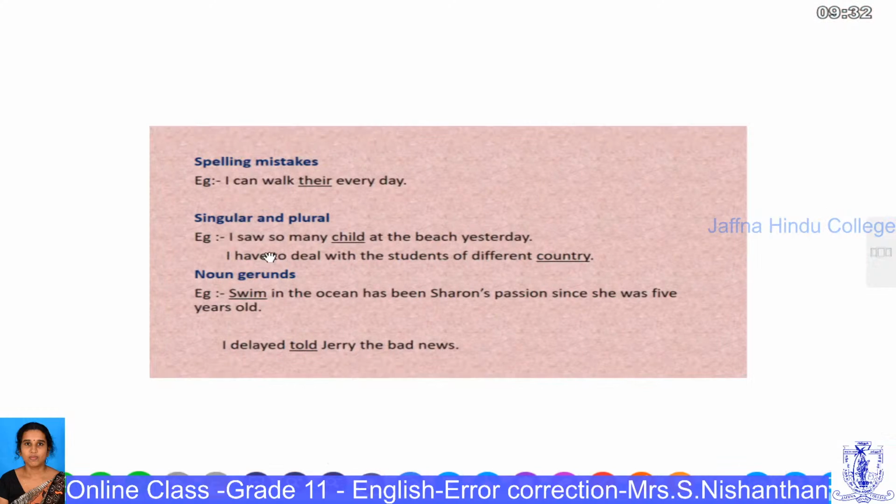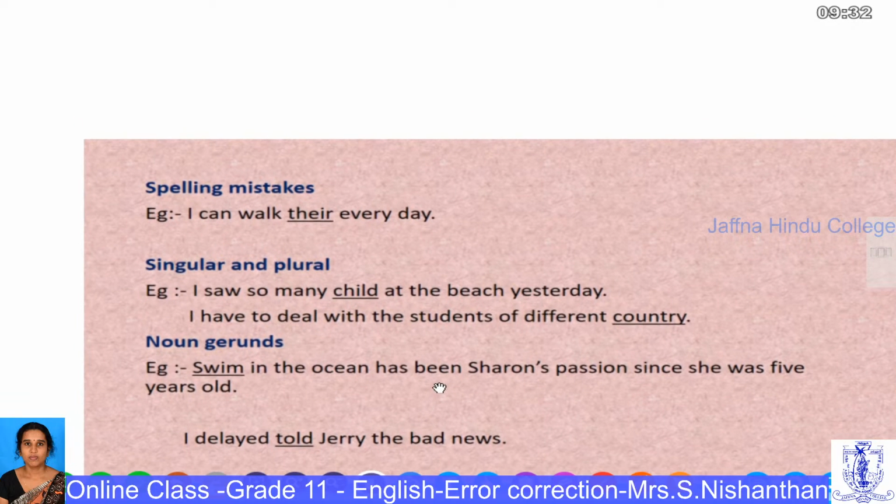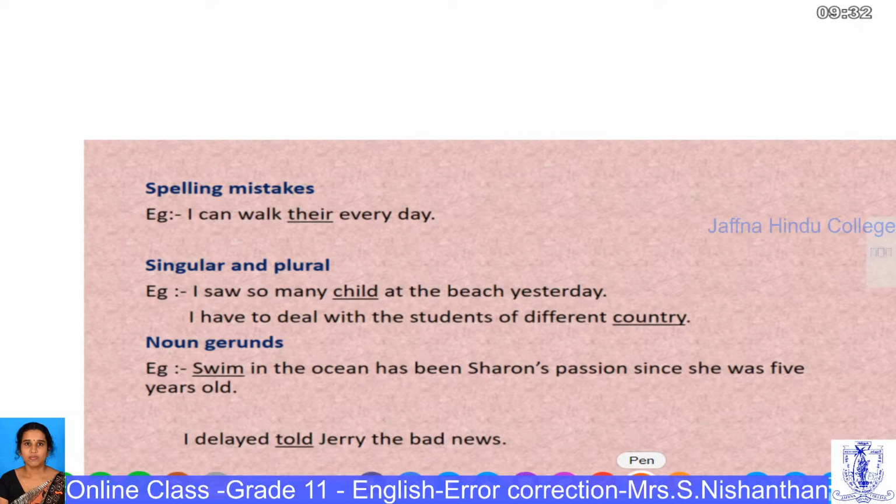There may be some spelling mistakes also. What types of spelling mistakes? Mostly they will give you homophones. What are homophones? The words that are pronounced the same but whose meaning and spelling are different. Look at the first one: "I can walk there every day." This there is wrong. So what should I use? It should be their. It denotes the place. This is a pronoun. Right? These are homophones. Most often they will give homophones with different spellings.